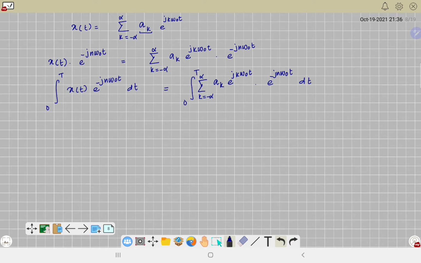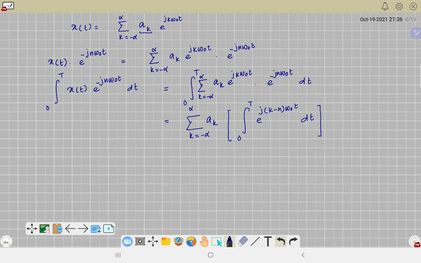And then again you can do some analysis. The left hand side will remain as it is, but on the right hand side you can take the summation out. So summation k runs from minus infinity to plus infinity, a k, then we can evaluate the integral 0 to T because it's with respect to t. a k you can take outside, it is a constant. These two exponentials, I will merge them into a single exponential of this type, and then dt. Right?